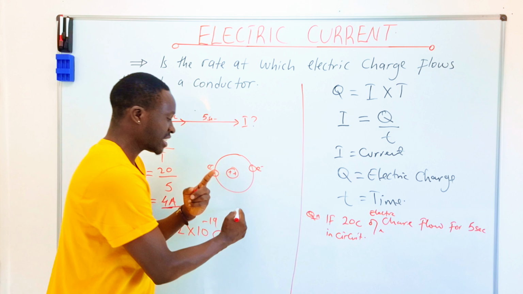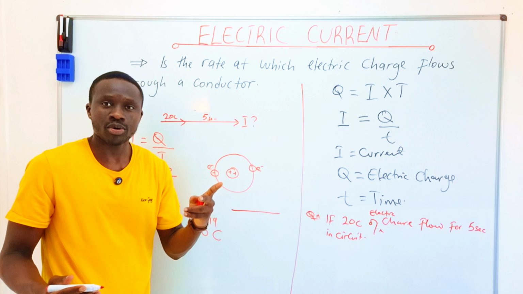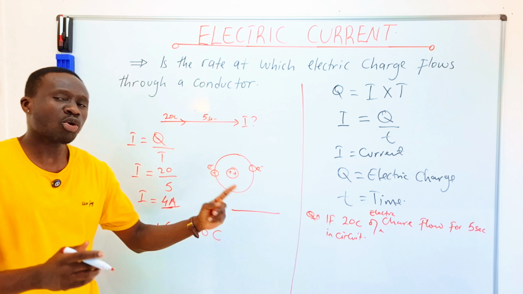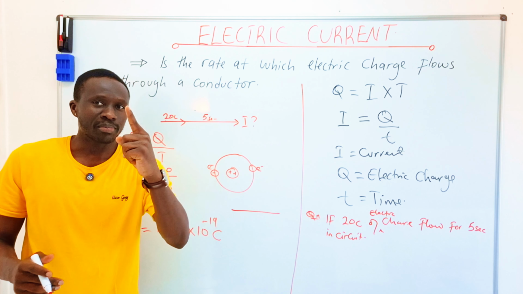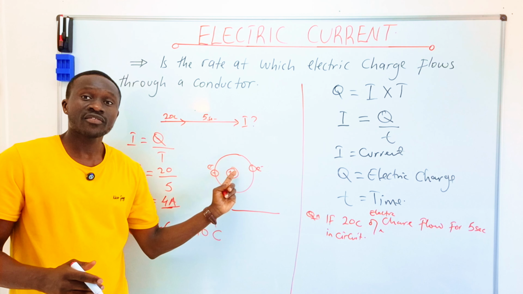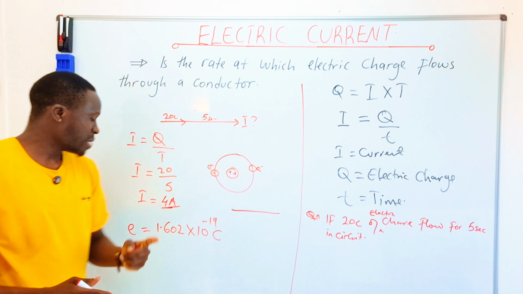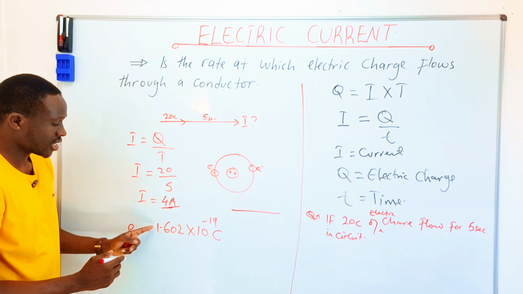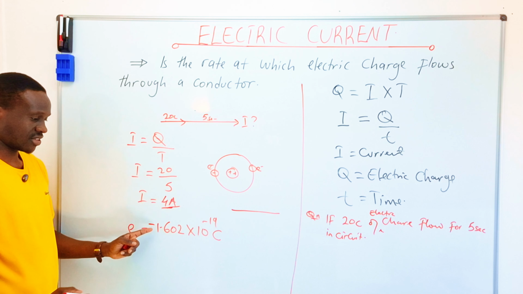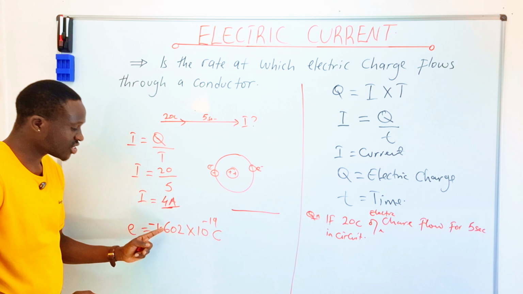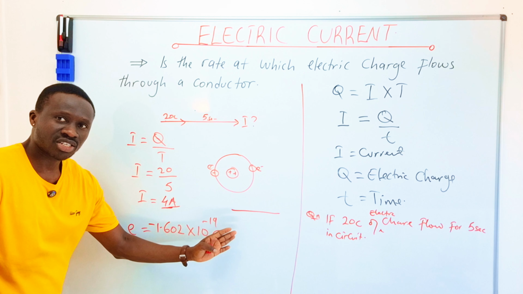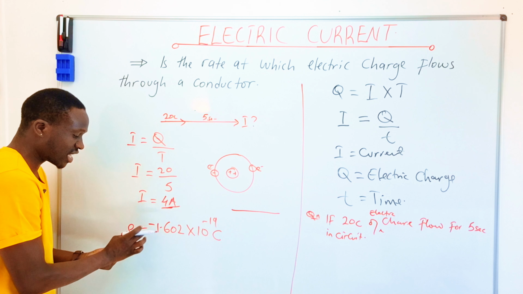But remember, a material, or a copper cable, is made up of very many atoms. On an atom, the number of electrons is equal to the number of protons. Meaning, an electron is negative, 1.602 times 10 power minus 19 coulombs. This is the electric charge in one electron.